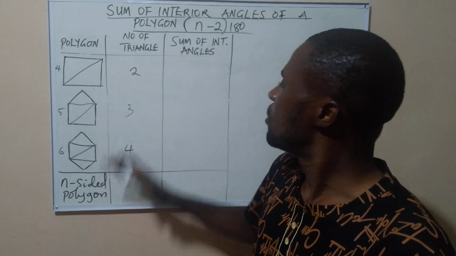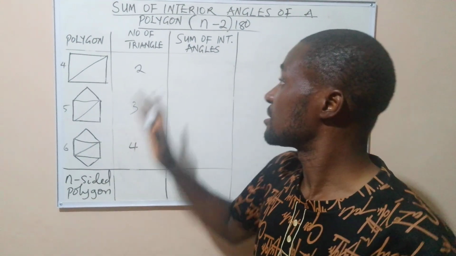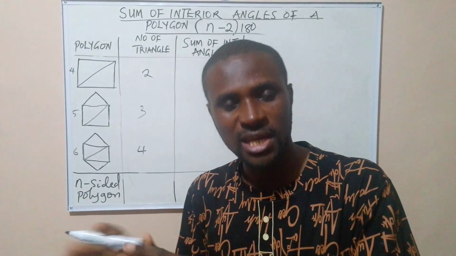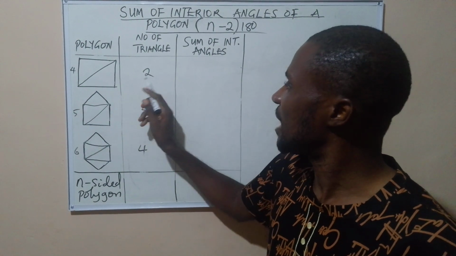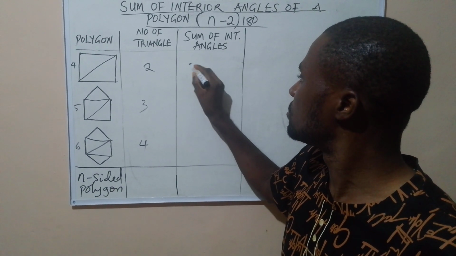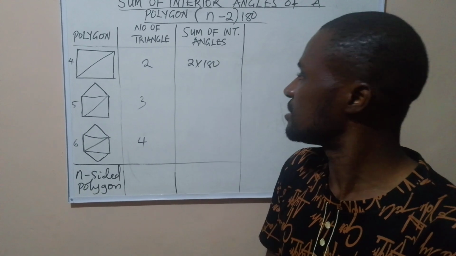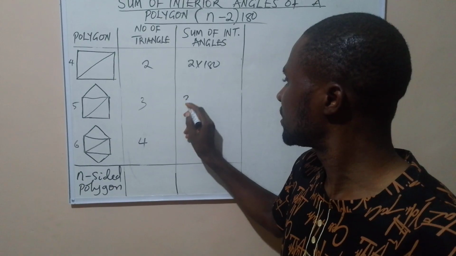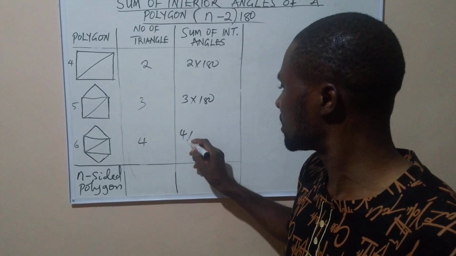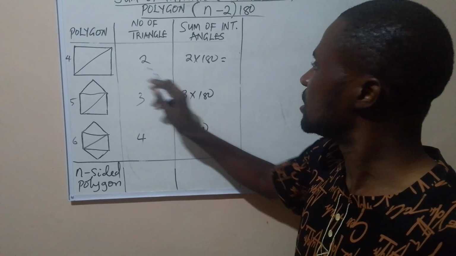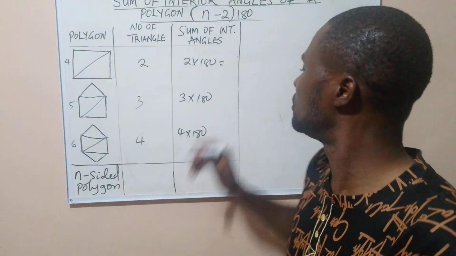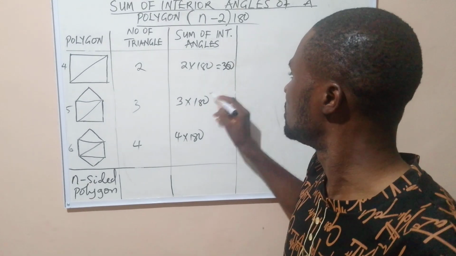Now looking at this, we know from basic mathematics that the sum of interior angles of any triangle is equal to 180. So here we simply apply this. Since we're having 2 triangles, we simply have 2 times 180. Here also we have 3 times 180. Here also 4 times 180 simply. So the sum of angles in a rectangle or square or any 4-sided polygon is simply 360 degrees.